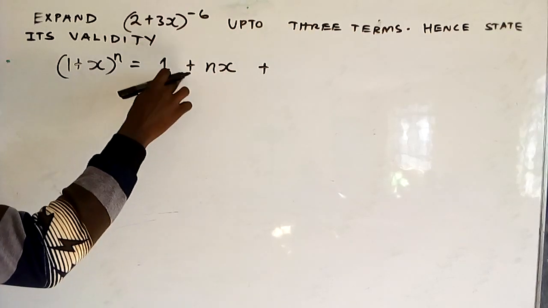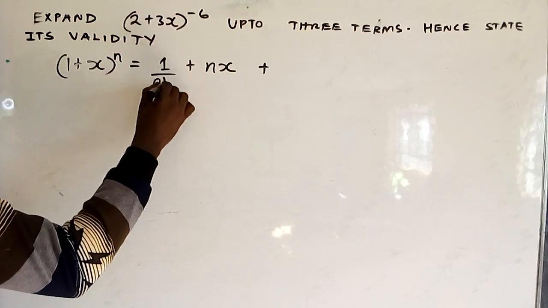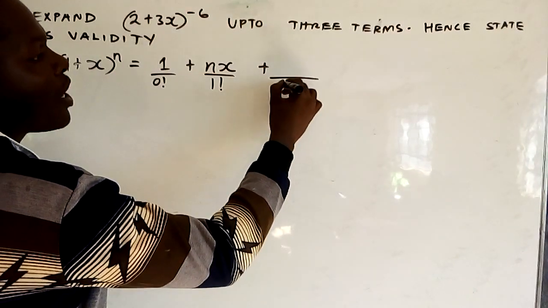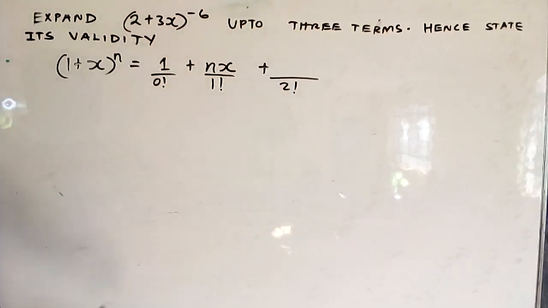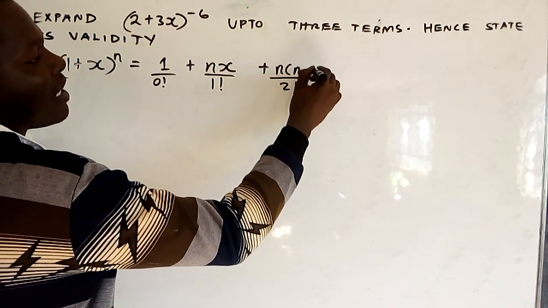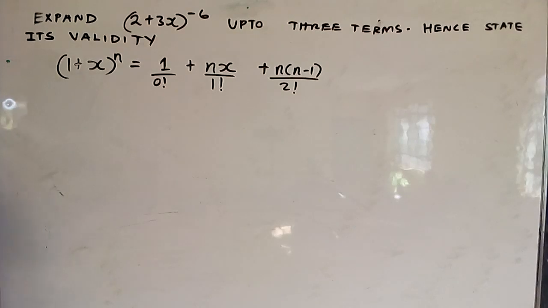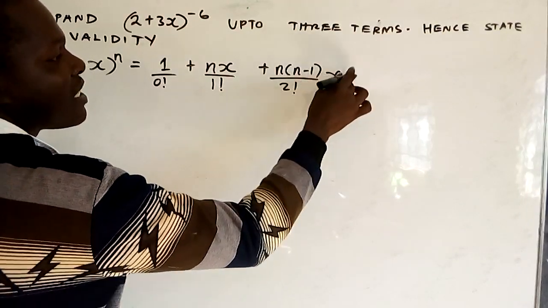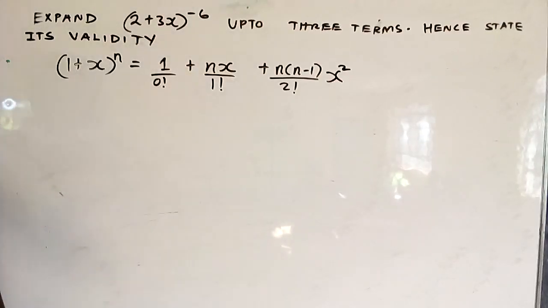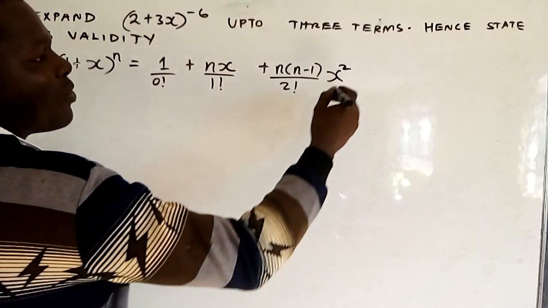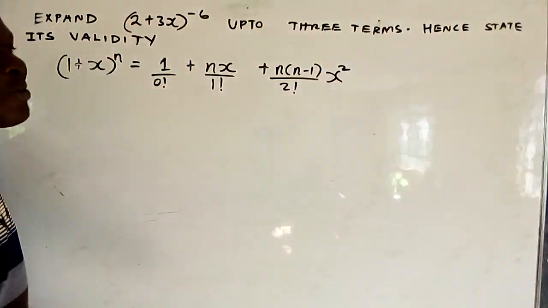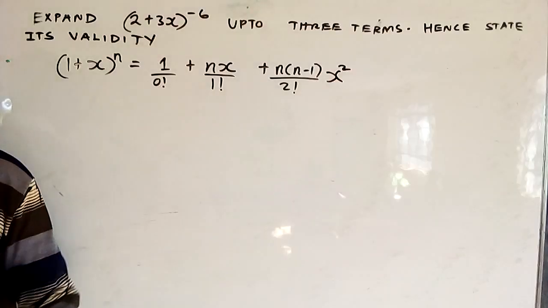When you have 1 here, this was 0 factorial, this was 1 factorial, meaning when you have 2 factorial, there are 2 terms in the numerator: n into n minus 1. Then our x is now raised to power 2. Here with 1 factorial, our x is raised to power 1. They wanted it up to 3 terms only. See, these are the 3 terms.